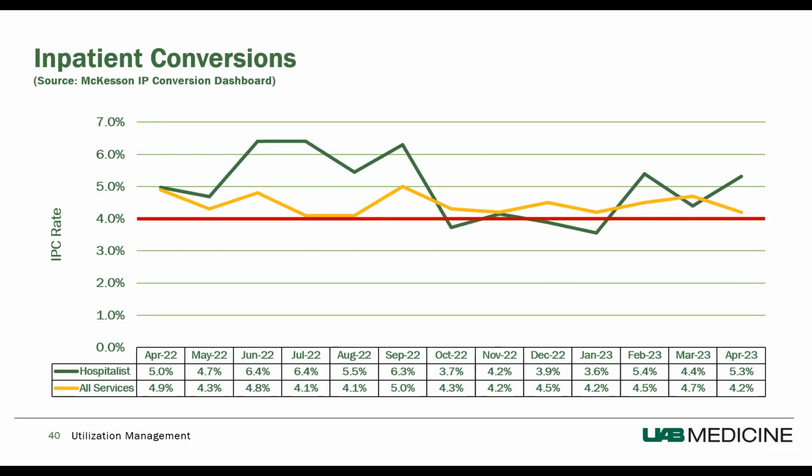The hospitalist is in green. All services are in orange. And your rates have been as high as 6.4%. And we've kind of gone up and down over the years. And this is something that we monitor monthly. And I do send a report out to some of your attendings and to the APP supervisors with these rates. And if you're interested in knowing what your individual inpatient conversion rate is, we can provide that data for you.